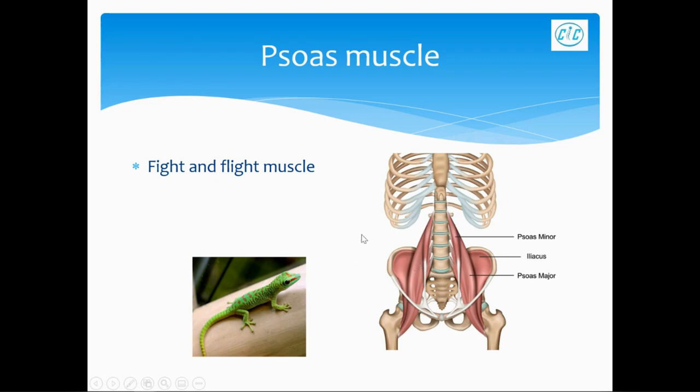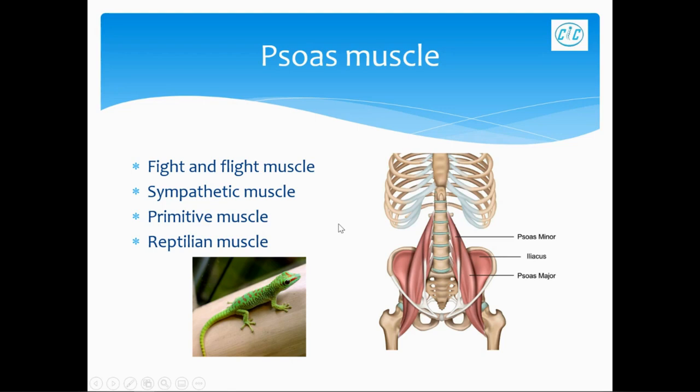These muscles are called the reptile muscle, fight and flight muscle, sympathetic muscle, and primitive muscle, or reptilian muscle. This is because it is one of the earlier muscles that species came out with to move around with the legs and to flex the hip. And it was not much for the lower back movements; it is more of the hip flexion.